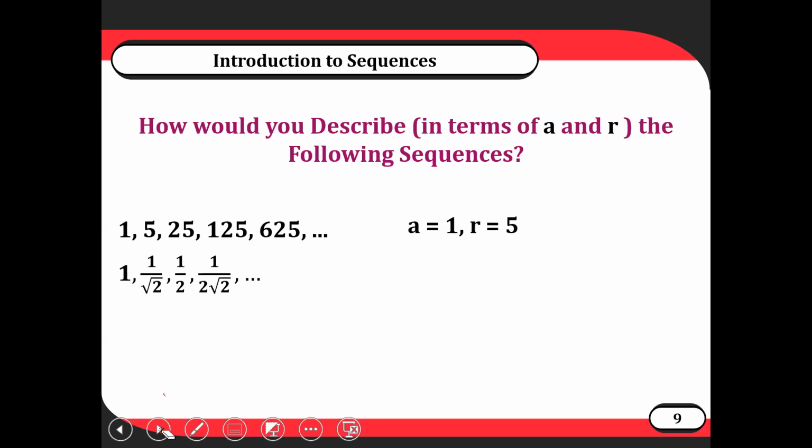All right, what about this one? So we have a is equal to what and r is equal to what? A little more complicated, but a is, of course, fairly straightforward. Yeah, 1 and 1 over square root 2. Perfect. Good.